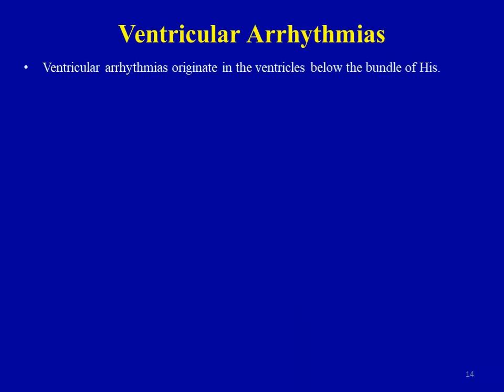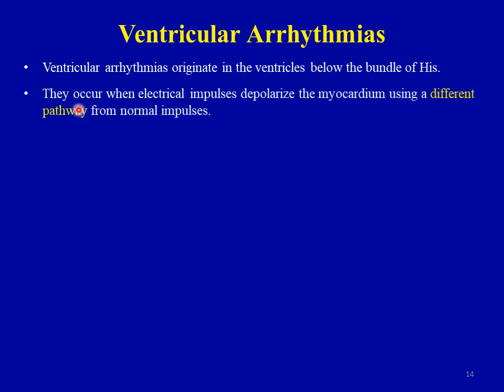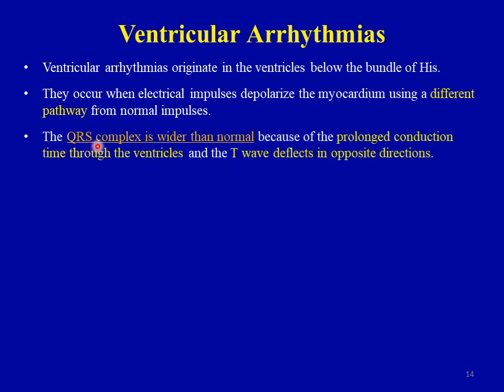Ventricular arrhythmias, as I said, originate in the ventricles below the bundle of His. They occur when electrical impulses depolarize the myocardium using a different pathway from the normal impulses. So the conduction is through the contractile cells rather than the autorhythmic cells. The QRS complex is wider than normal because the conduction through the contractile cells has a lower speed because of the prolonged conduction time through the ventricles, and the T waves will deflect in opposite directions.